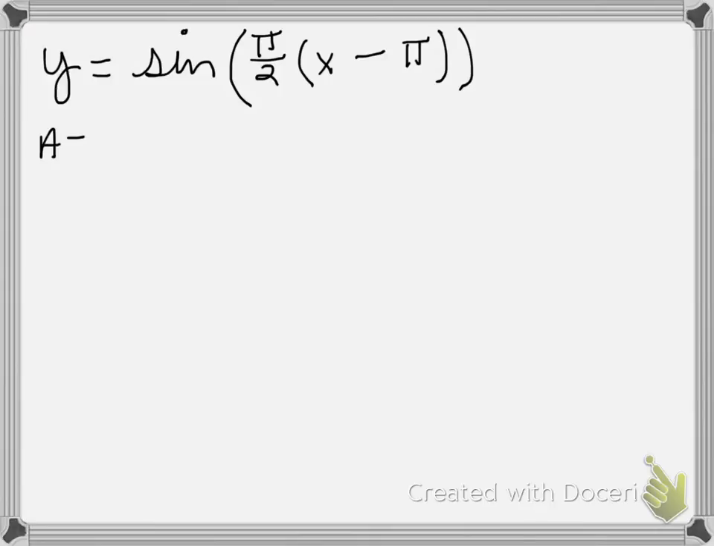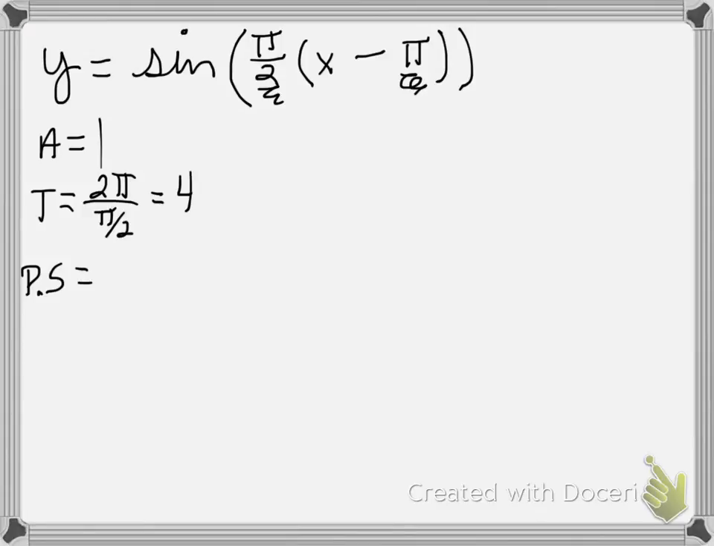The amplitude here is 1, right? Coefficient on the sine is 1. Let's see, the period, again, is 2 pi over this constant right here, which is pi over 2, and that equals 4. Now the phase shift is this constant in here, pi, divided by pi over 2, which of course is 2.